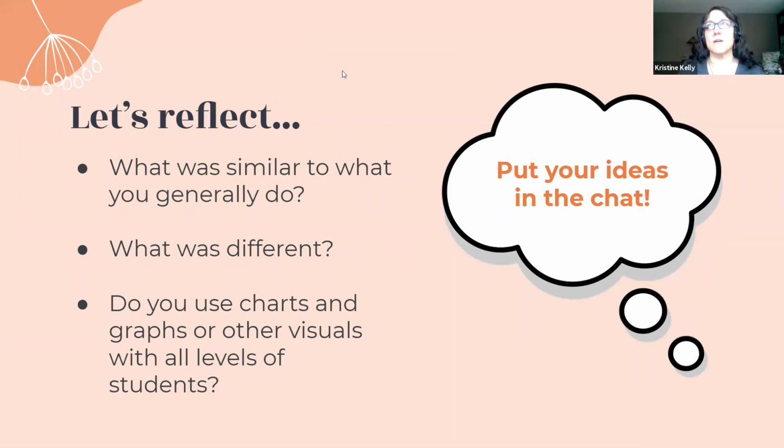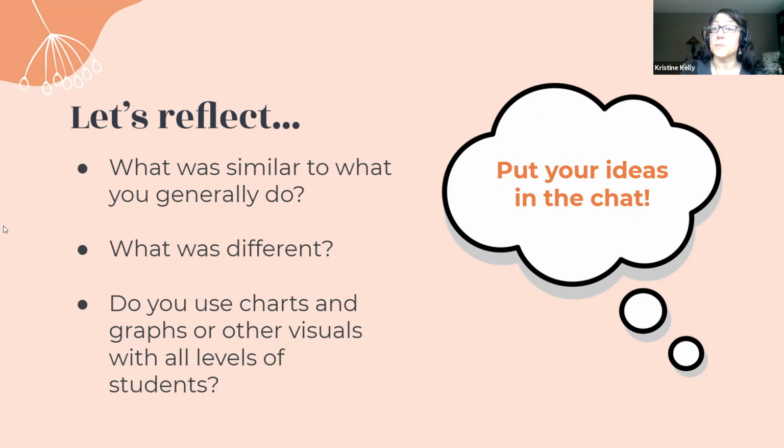Okay, so I'm actually going to start with the last question, and I have a feeling I know the answer, but some of us tend to use some visuals more than others or for certain purposes. Do you use charts and graphs or other visuals with all levels of students that you teach? Although some of you teach only one level, there's quite a span. Those of you who teach multiple levels, I teach multiple levels. So do you use charts and graphs or other visuals? You can go ahead and use the chat box, and maybe perhaps what types of visual you tend to gravitate towards.